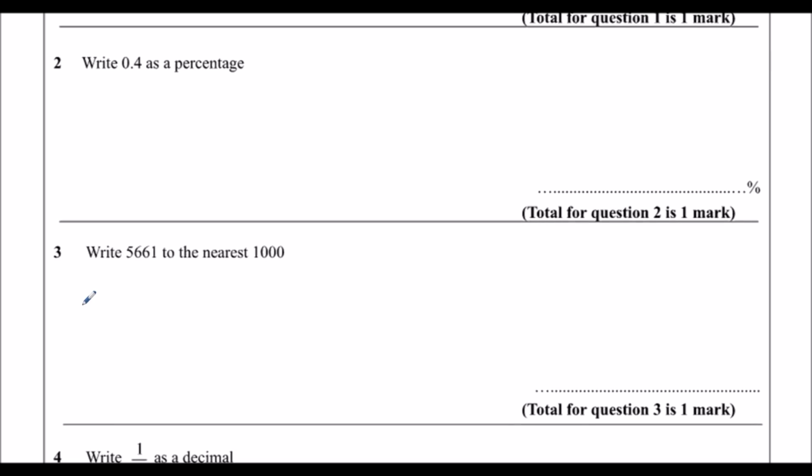Question 2. Write 0.4 as a percentage. To change a decimal to a percentage, times by 100. And 0.4 times 100 is 40. So it's 40%.